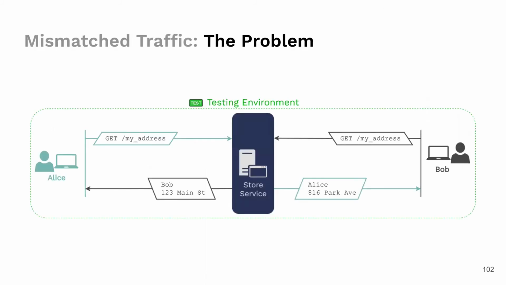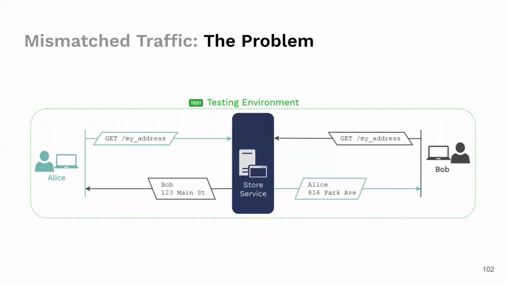So, mismatched traffic. We noticed that when replaying traffic in a staging environment, responses would sometimes become associated with the wrong request. Hypothetically, this could look something like two pretend users, Alice and Bob, using a microservice, our store service, at about the same time. But Bob might get a response that's actually meant for Alice, and Alice will get a response that's actually meant for Bob. And that's obviously not correct, so we need to fix this.